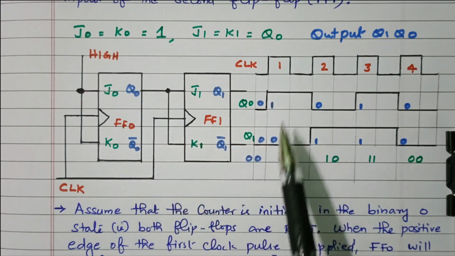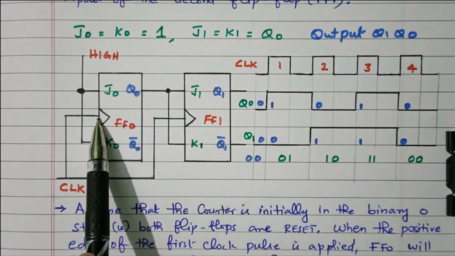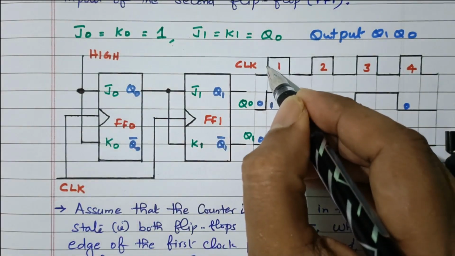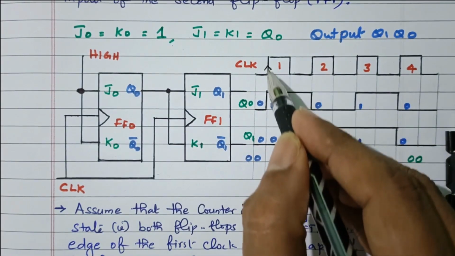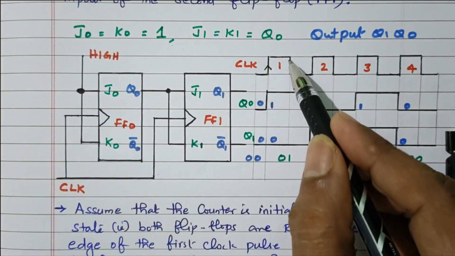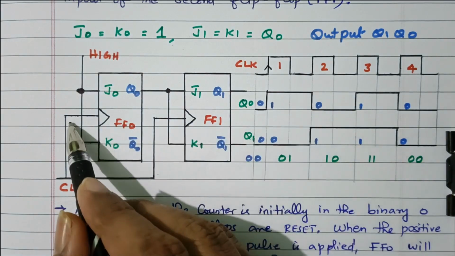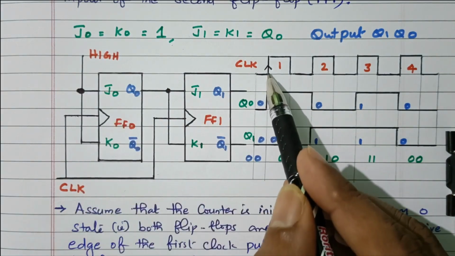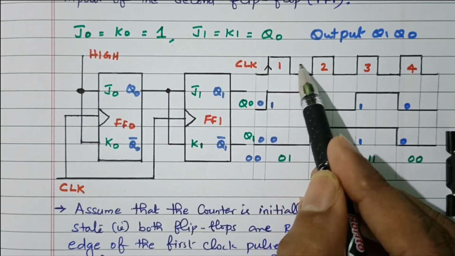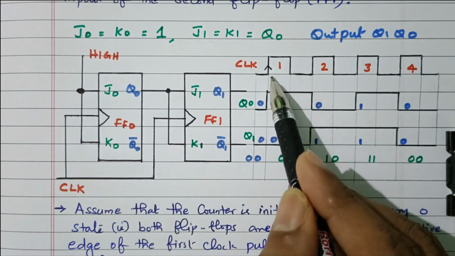What is the output of this circuit? The clock pulse normally given is called a positive edge triggered clock pulse. Whenever the clock pulse rises, that is the positive edge; this is the negative edge. If an inverted clock pulse is given, the state of the flip-flop will change at every negative edge. When the clock pulse is directly connected, it changes at every positive edge, that is from 0 to 1. 1 to 0 means negative edge, and 0 to 1, low to high, is called a positive edge.